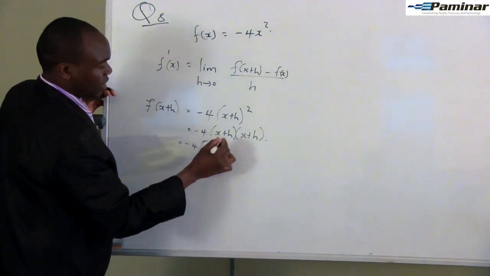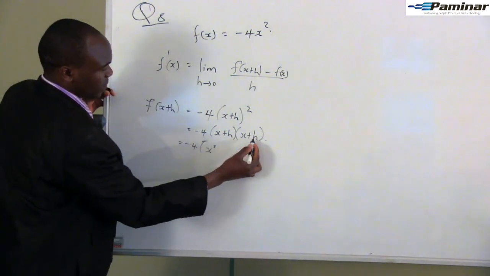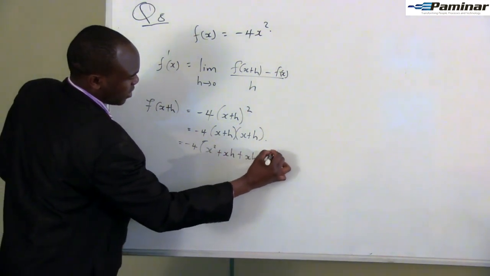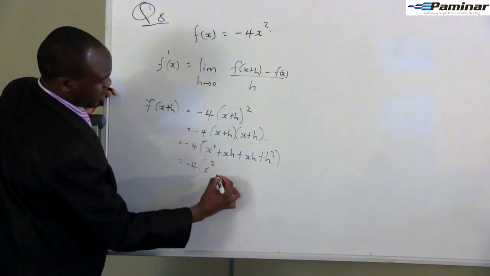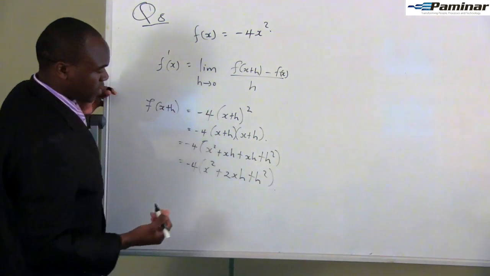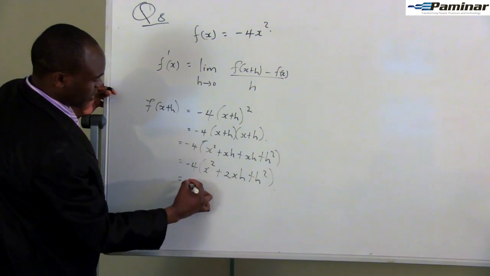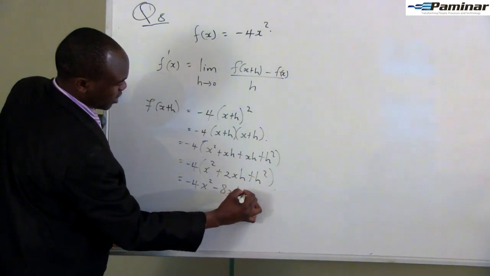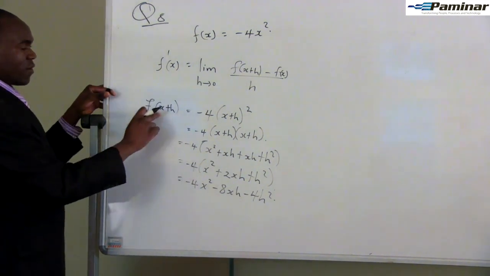Now, expand it according to the way: x squared plus xh plus xh plus h squared. Now, minus 4 times x squared plus 2xh plus h squared. Alright, and then multiplying everything by minus 4 inside, opening the bracket, we're going to get minus 4x squared minus 8xh minus 4h squared. Alright, so now we got f of x plus h.